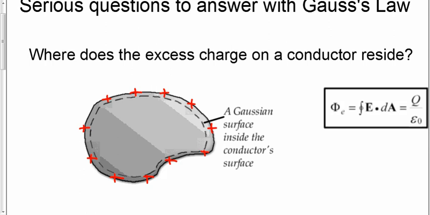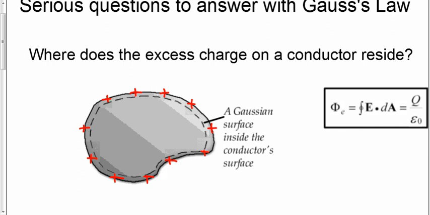Here's how we do this with Gauss's law. We first start with a premise that there cannot be any electric field inside of a piece of metal. And I, in class, demonstrated why that has to be. I'm not going to go through that again, just in the interest of time.